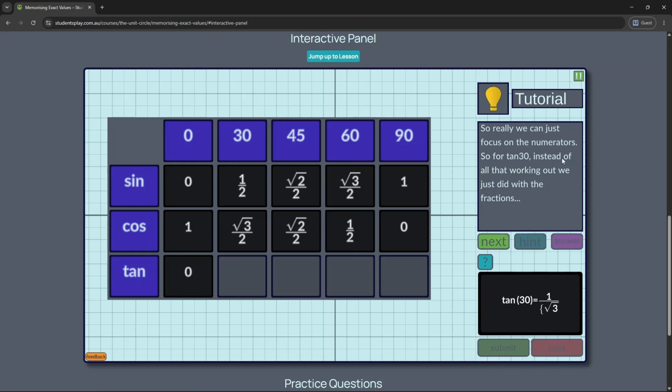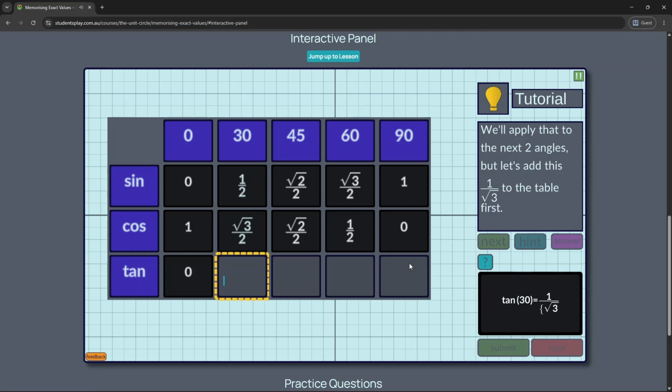So for tan 30, instead of all that working out we just did with the fractions, we can just get the 1 from the sine 30 right there, and the root 3 from the cos 30, which is there, and make our 1 on root 3 to get the same result, seeing as we know the 2's will cancel out anyway. We'll apply that to the next 2 angles as well, but let's add this 1 on root 3 to the table first. Okay, so 1 over square root of 3, enter.